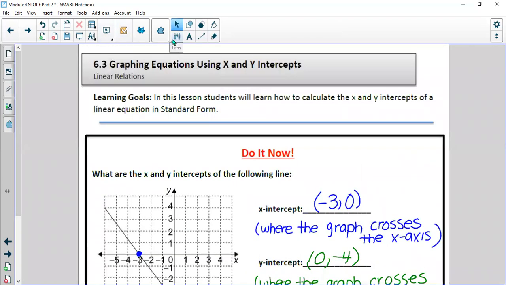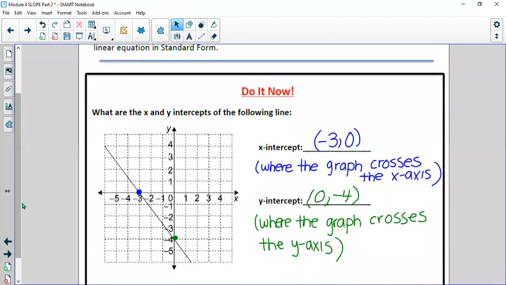So I'm going to bring this down. I want to grab my highlighter tool. So when I'm solving for the x-intercept, please make a note that you're looking at where the graph intersects the horizontal axis, right? That is the x-axis. That is where the x-intercept is. You always have a 0 when your graph is crossing the x-axis.